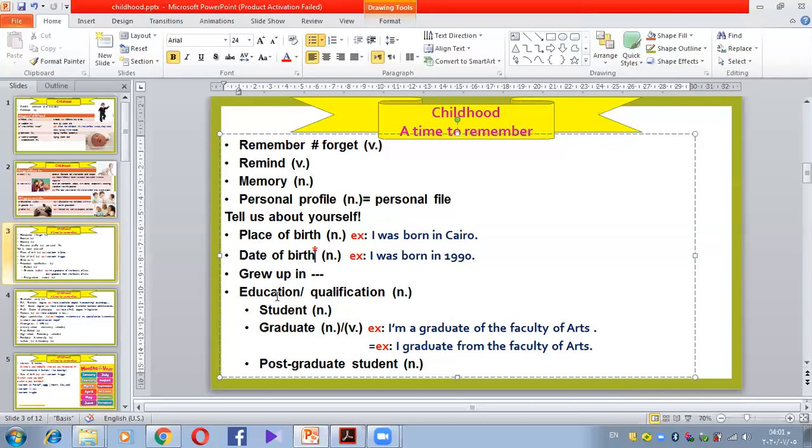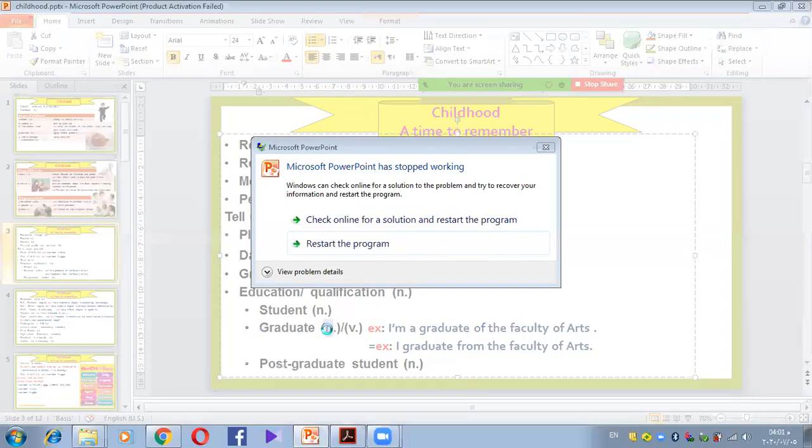Okay? What about your education or qualification? Education or qualification, it means you still a student, you study, or you are a graduate, you finished, or you are a postgraduate student. So again, student, it means you still study in the school. Okay? You still study in the school or in the university as well. After you finish the university, so you are what? You are a graduate. Graduate is a noun and verb. If you are going to say it as a noun, so graduate. But if you say it as a verb, so graduate.